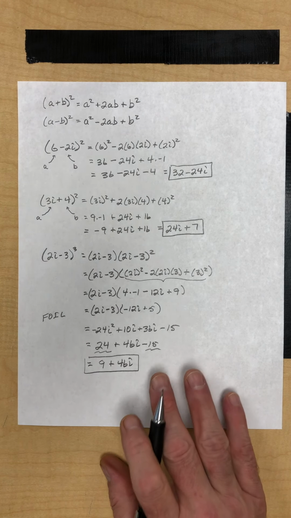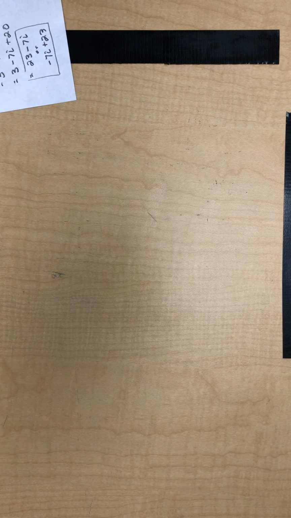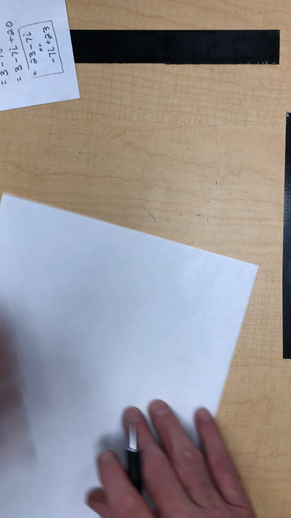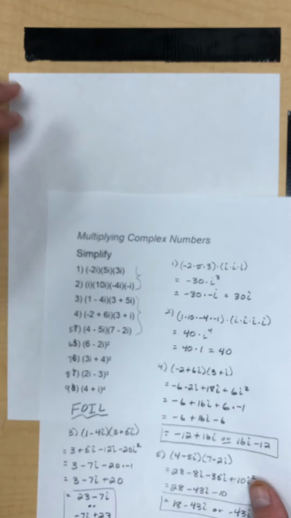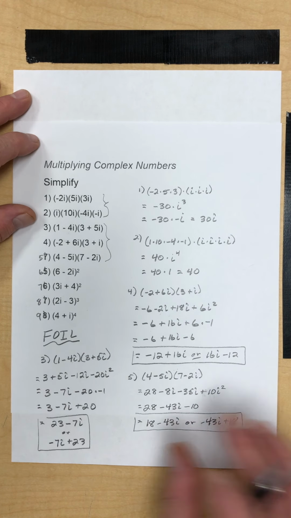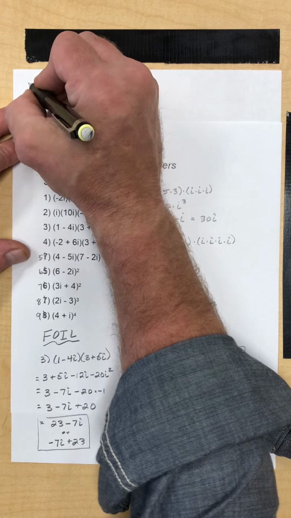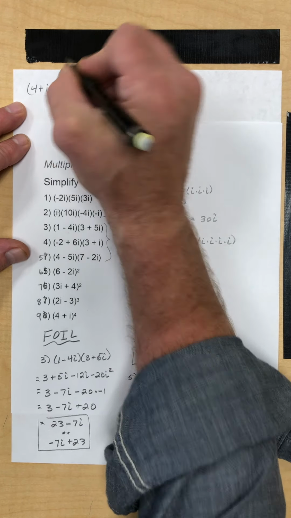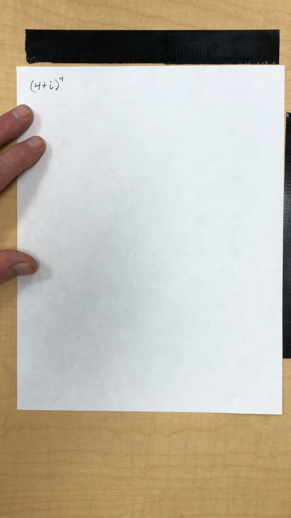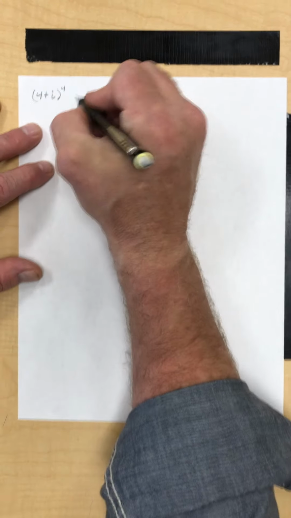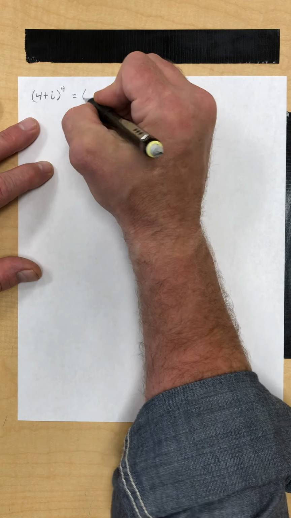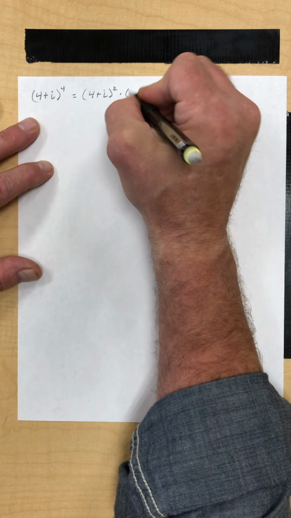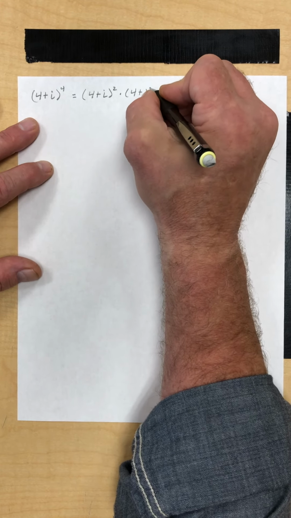Okay, so we're down to the last one. Let's see what I got going on here. Let me pull another piece of paper here. Okay, so let's see, this last one. Okay, this is (4 + i) to the 4th. Okay, well, I want to use those formulas, so I'm thinking, why don't we split this up into (4 + i) squared times (4 + i) squared.